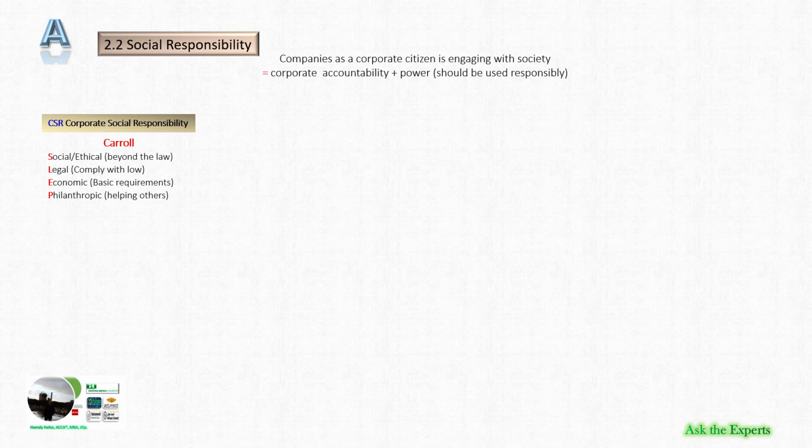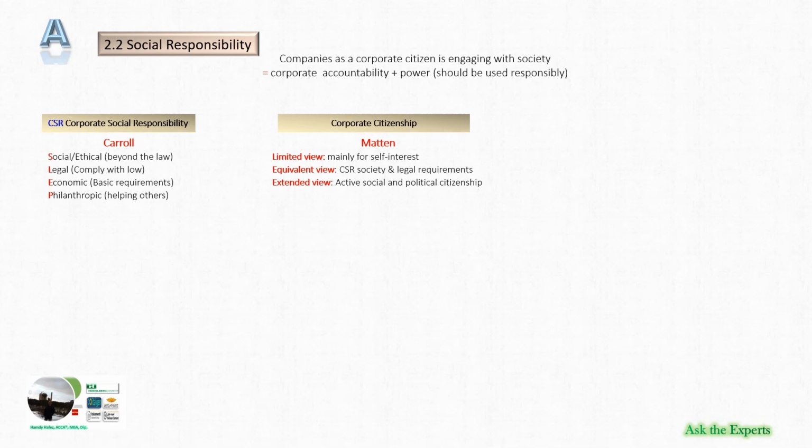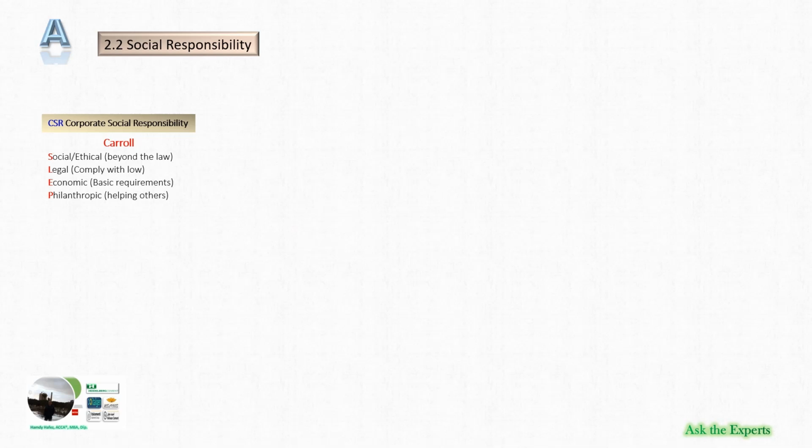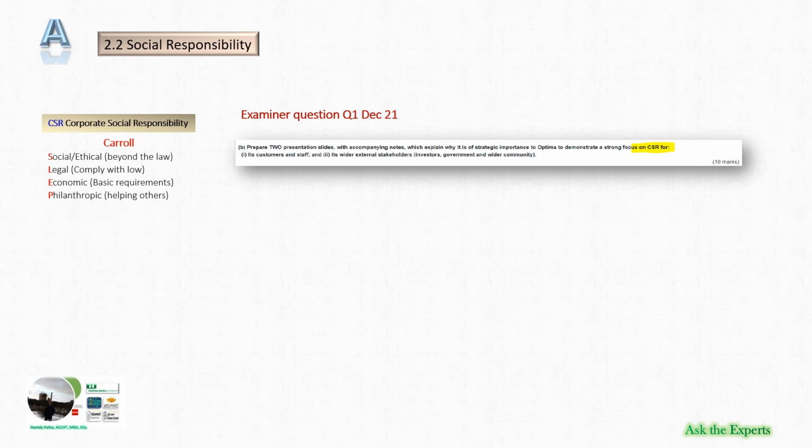By using Carroll's pyramid, you can explain how and why organizations should take social responsibility, applying its 4 parts of social, legal, economic, and philanthropic. According to Crane and Matten, we have 3 views of corporate citizenship: limited, equivalent, and extended view. Also, Johnson and Scholes identified 4 different stances of corporate social responsibility: short-term and long-term shareholder interest, multiple shareholder, and shaper of society.